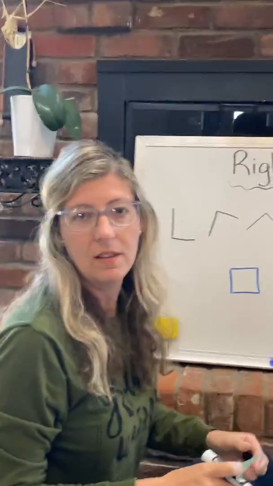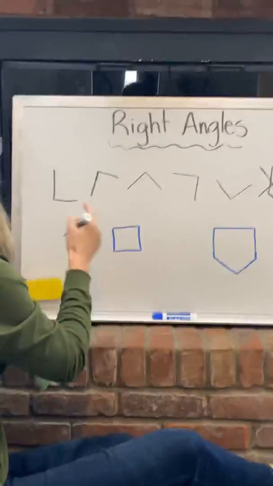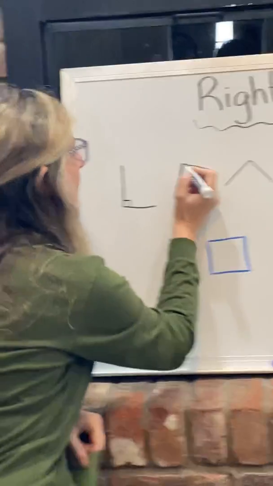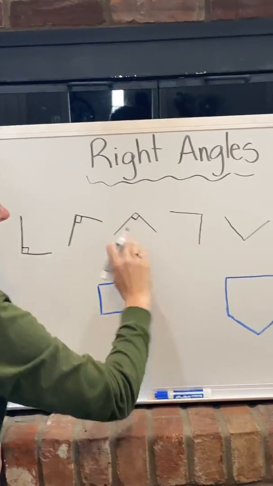Okay, mathematicians also have a special way of showing that an angle is a right angle. They do that by drawing a tiny square in that angle. So like for this one, if I put a little square in the rest of the square, that means that that's a right angle. Same for here and here. And I could do those like that.